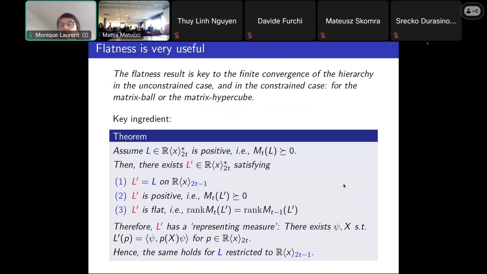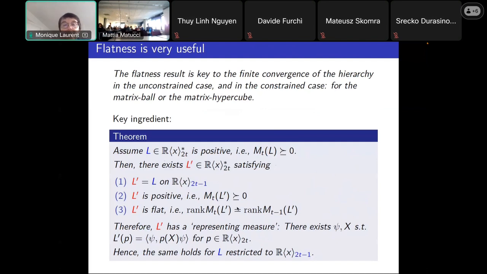So if you have a moment matrix, you can modify the lower corner indexed by monomials of degree T in order to make it flat and positive. This is the key ingredient here. Non-commutativity is actually way easier to handle because there are fewer constraints on the entries because of the non-commutativity.